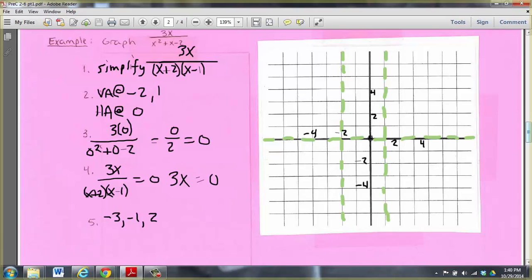Alright, so when I do that, -3 will give me -9 over 9 minus 3 minus 2, which is -9/4, or -2 1/4. So I know that I have a point right here.